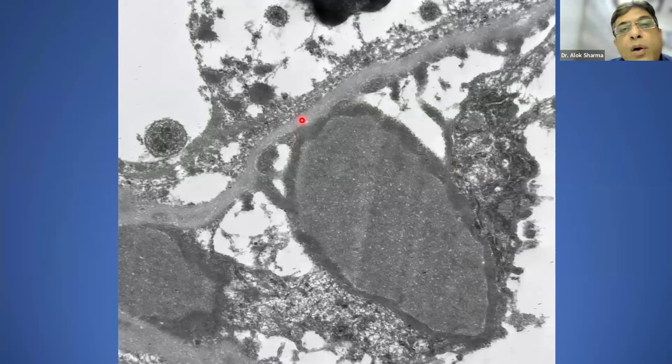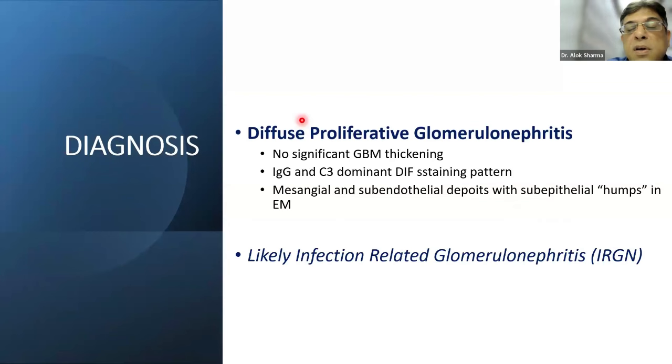So you have a diffuse endocapillary proliferative GN with IgG-C3 deposits. And on EM, you have large subepithelial humps along with mesangial and subendothelial deposits. So that's what you call it. So you call it a diffuse proliferative glomerulonephritis pattern of injury. And since you had a lot of humps, there was no MPGN pattern, you call it likely an infection related GN. So what we used to call it is a post streptococcal GN.